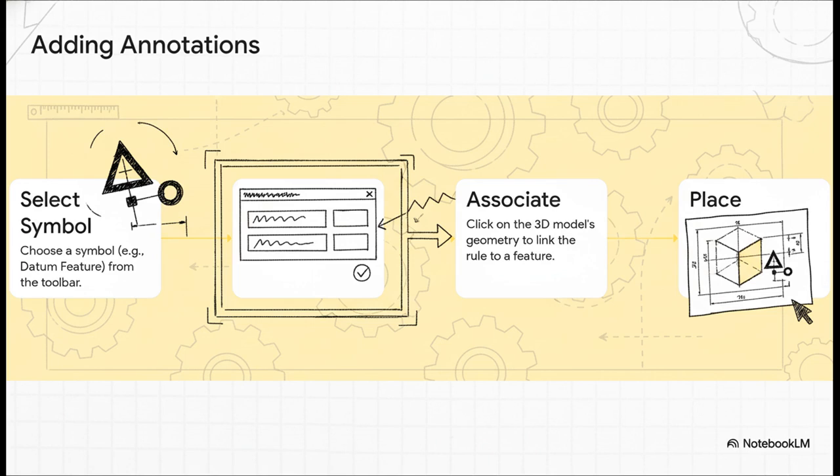And the workflow is really logical and powerful. An engineer just selects the symbol they need. A little dialog box pops up where they define all the specific rules and values. They then click on the geometry of the 3D model to link that rule directly to a feature. And finally, they place the resulting symbol on the 2D drawing.